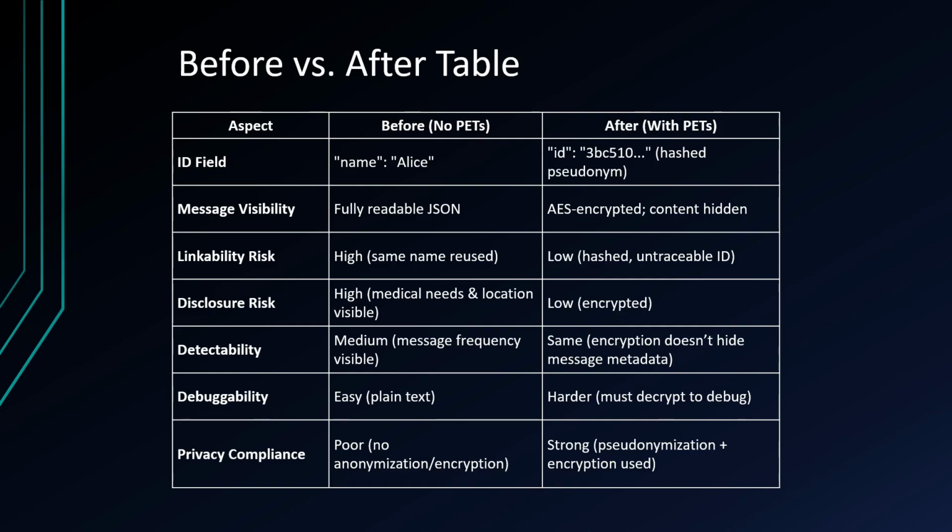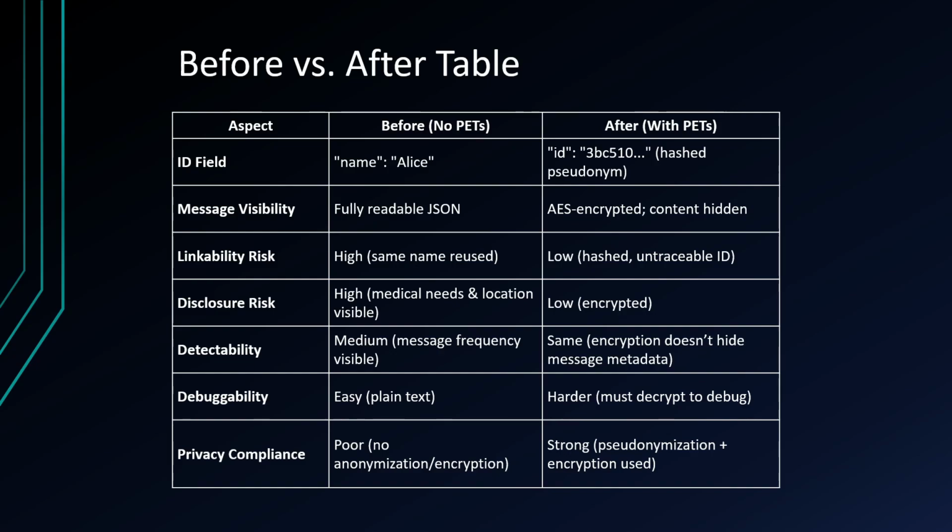And coming to message visibility, we can see that the payload is completely readable JSON format, which is in plain text. After we implement the PET, the payload is encrypted with AES and the content is completely hidden. Now if we also focus on the linkability risk, it's very high if we don't use any PET models, because the same name is reused every time. After we use the PET, the linkability risk is low because the ID is hashed and also untraceable.